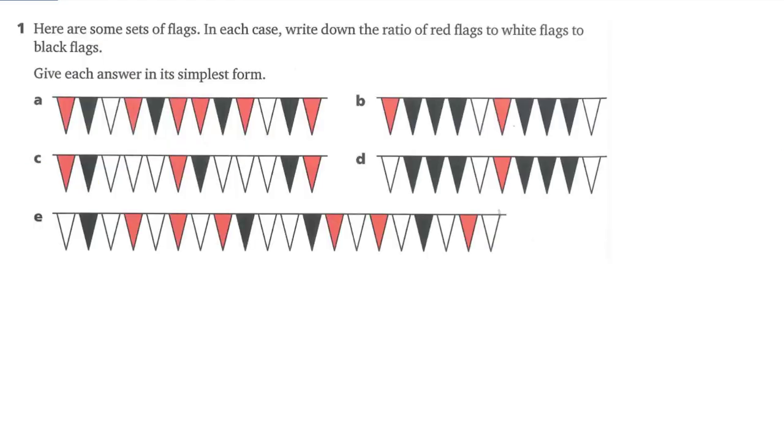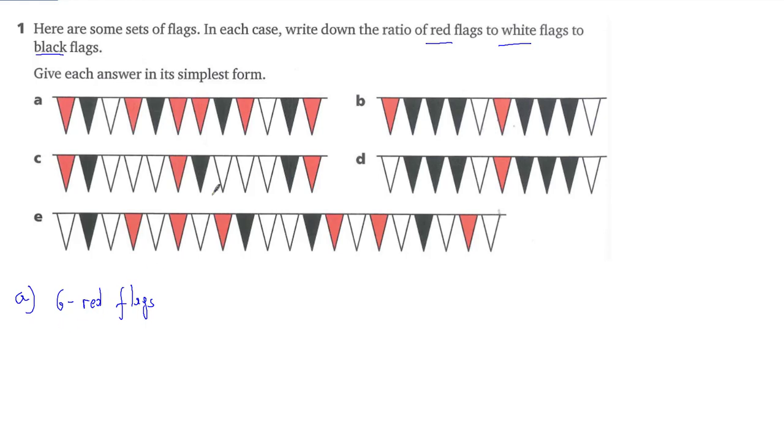Now we're starting with some exercises. The first exercise is we have some flags. In each case, given here, A, B, C, D, and E, write down the ratio of red flags to white flags to black flags. So red to white to black. We're going to solve only one of these. So under A, let's see, red flags, we have 1, 2, 3, 4, 5, 6 red ones. 6 red flags.